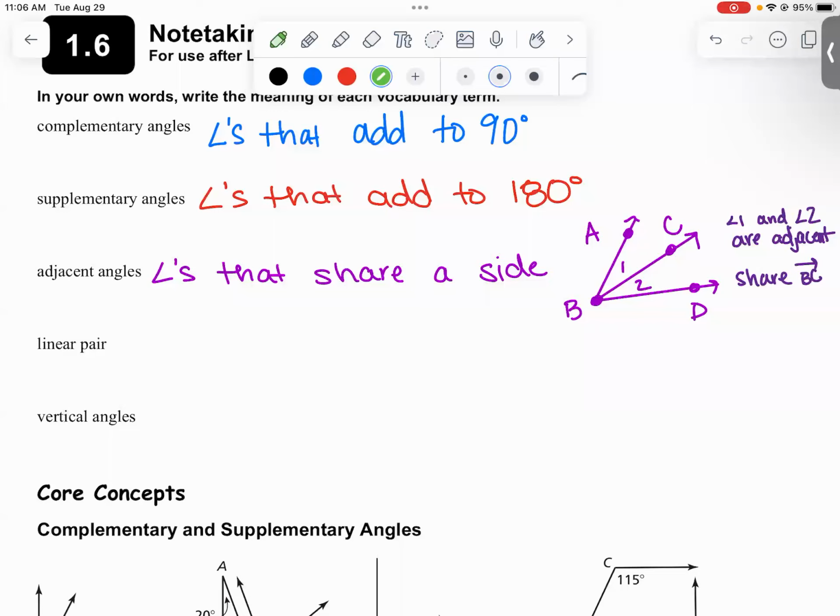Without reading from your student journal, can anybody tell me what a linear pair is? I'll tell you the definition involves two of the words already up there. So linear pair, what word is in that? Line. A pair of angles that make a line, okay? Well, how many degrees is a line? 180. So two adjacent angles that are 180. So a linear pair means we have adjacent angles that are supplementary.